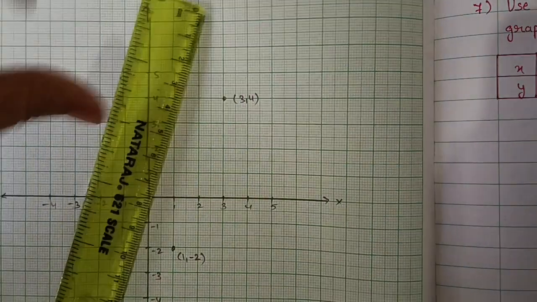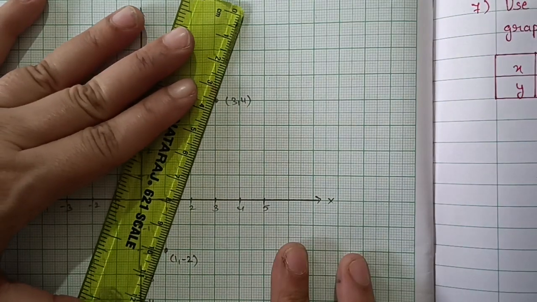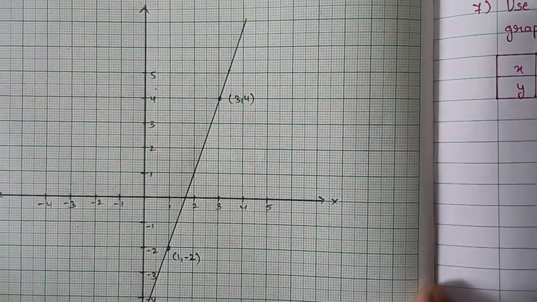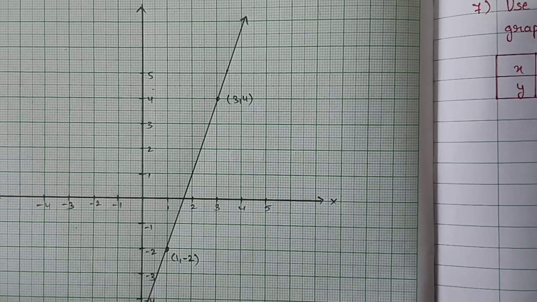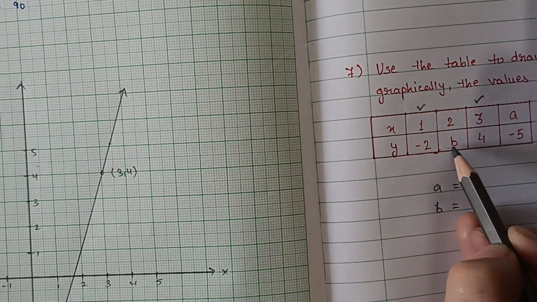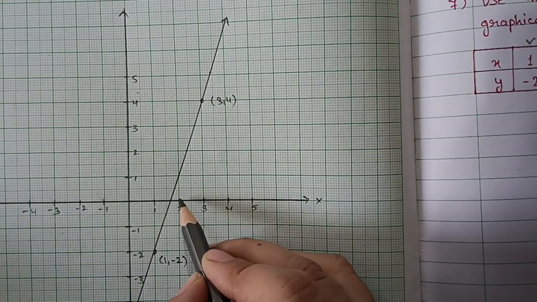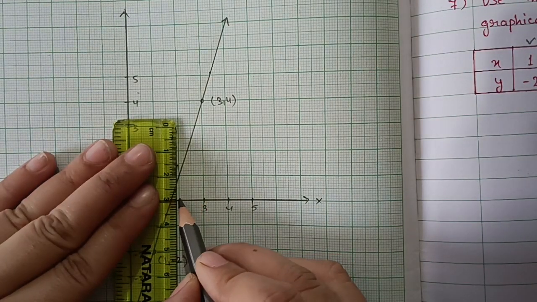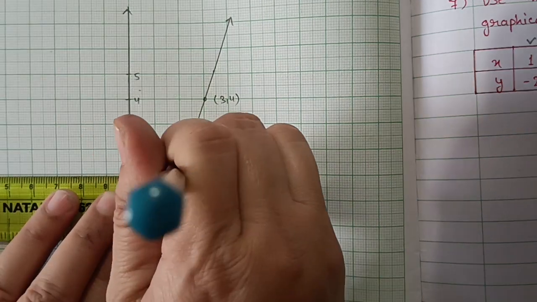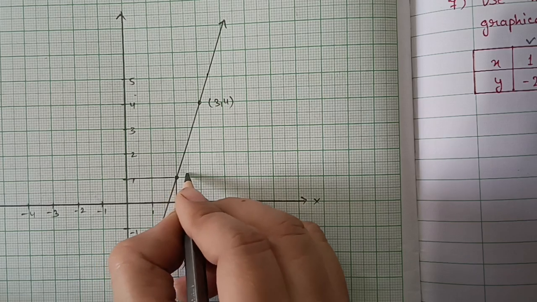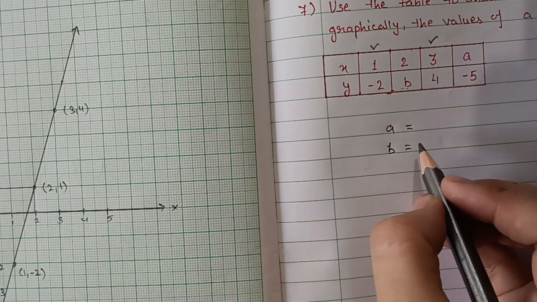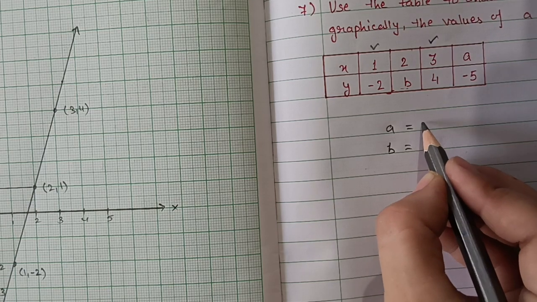Now we will join these points and we'll get the equation of line. And now accordingly we will check the value of a and b. So when x is 2, value of y is b. So we'll see according to when x is 2, in that case, y value is coming 1. This is x is 2 and y is coming 1. So here b value is 1.